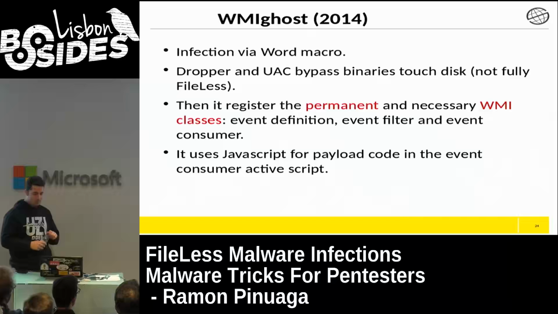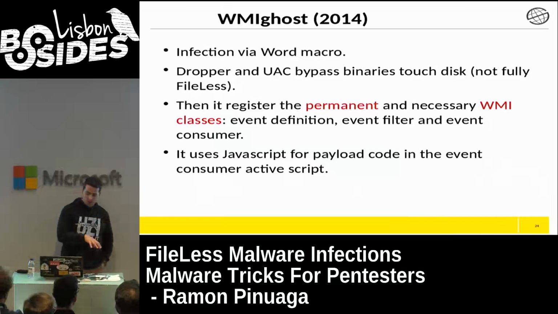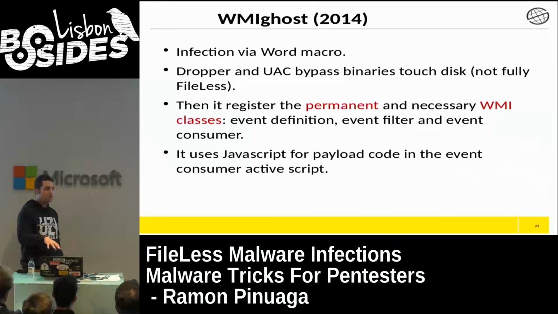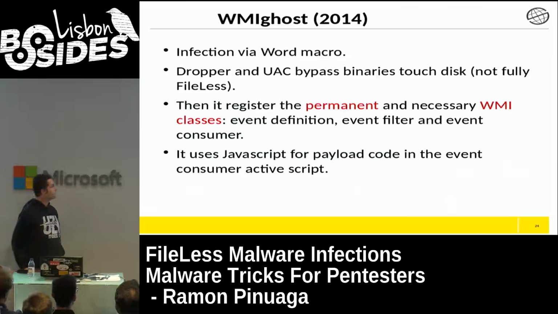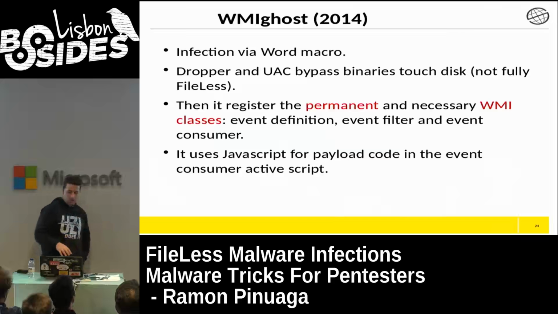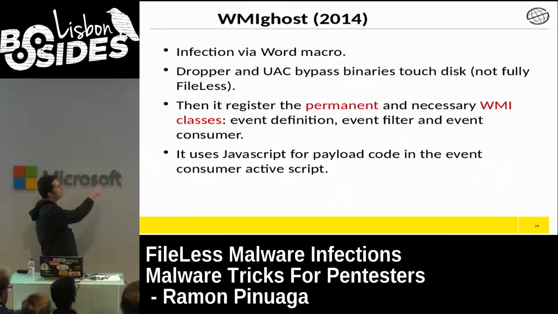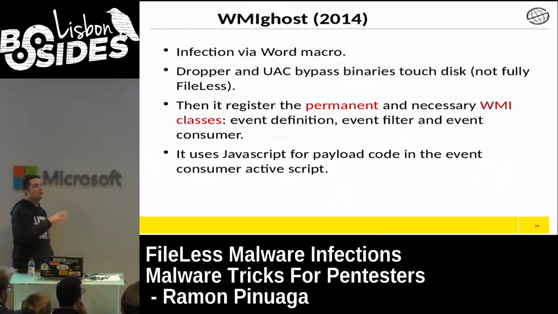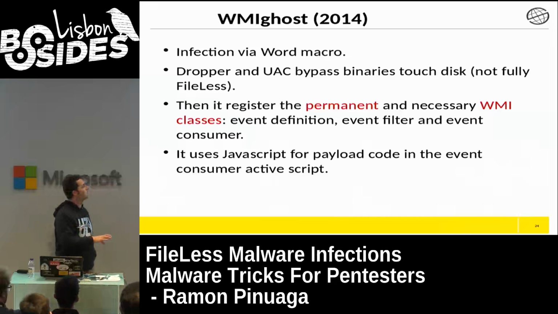Another successful fileless malware family was WMI Ghost. PowerLeak was a financially motivated malware, but WMI Ghost is a malware used in APT operations. So WMI Ghost used a different strategy. The infection and deployment of the malware was done using files. So it created some files on the system, but after that it became fully fileless.